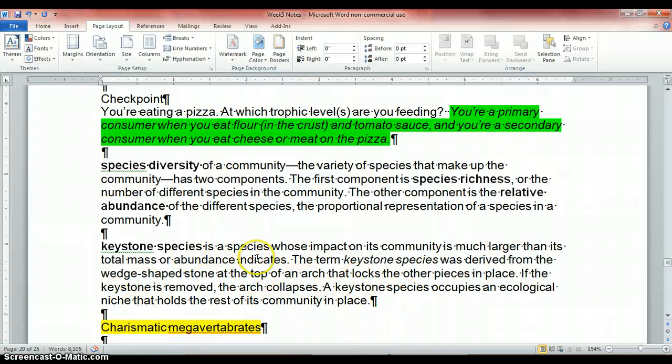A keystone species is a species whose impact on the community is much larger than its total mass or abundance. The term keystone species was derived from the wedge-shaped stone at the top of an arch, which is needed for everything else to be effective, right? So it might be a producer, it might be your top predator, it might be any species if you look at it. I hope this helped for the first part of Chapter 20.